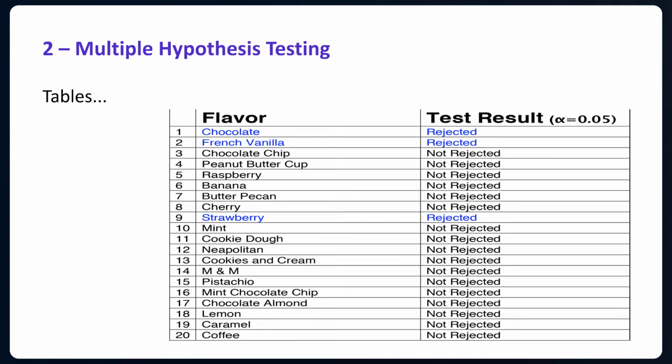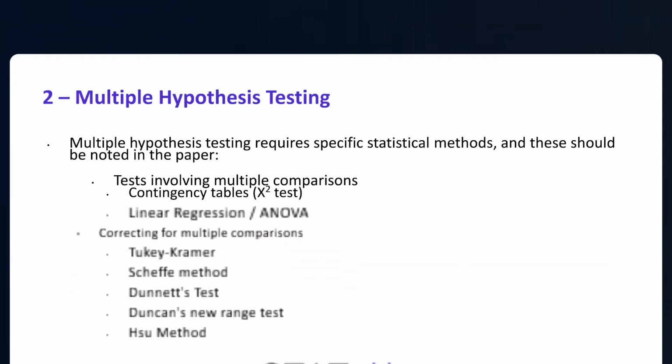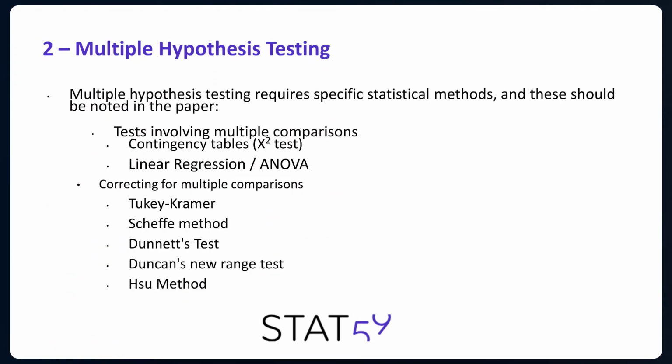And here we have a table where there's 20 p-values. Okay, so the tests are rejected or not rejected in 20 different rows of this table. And this is classic bad use of statistics. So if you are doing this, multiple hypothesis testing, you're doing 20 hypotheses, then we need to have this noted in the paper, and how you deal with this statistically must be very specific.